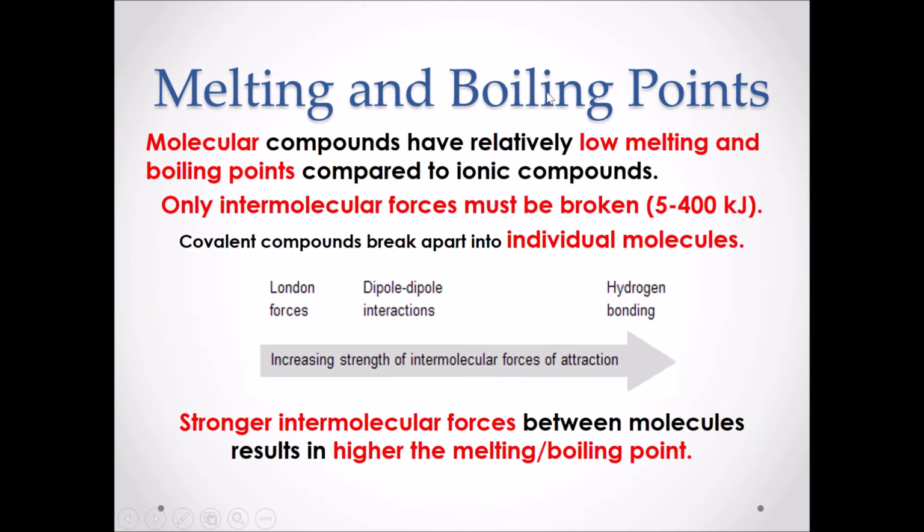Melting and boiling points of molecular substances. Molecular substances have relatively low melting and boiling points when compared to ionic substances. That is because we only have to break the intermolecular forces between molecules. It's important to consider the type of intermolecular forces present in that molecular substance, because the stronger the intermolecular forces between the molecules results in a higher melting and boiling point.